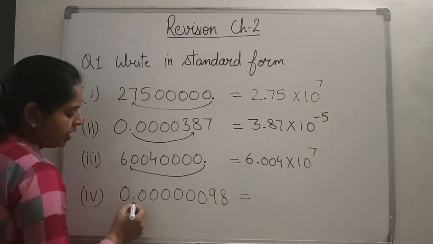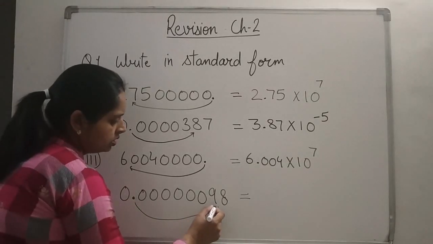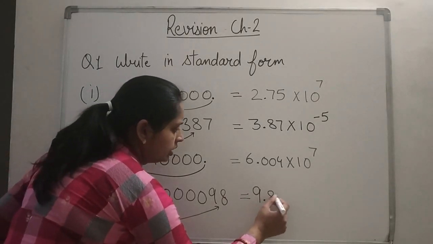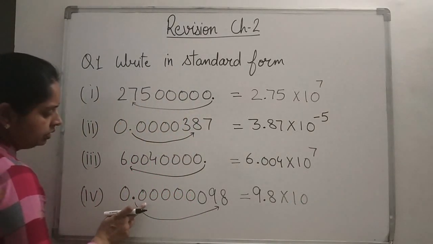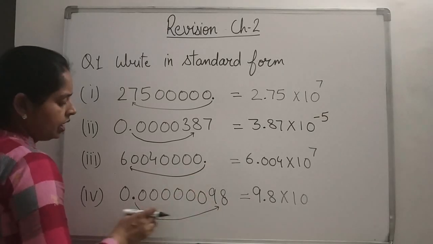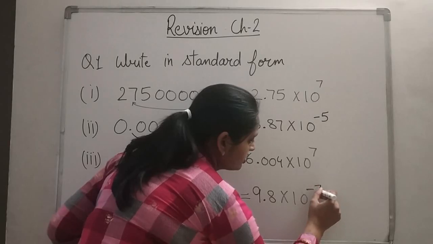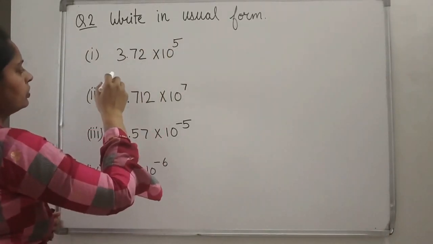0.00000098. So we have to move this decimal place from here to here. So your answer will be 9.8 into 10 to the power. Count how many movements we have done. 1, 2, 3, 4, 5, 6, 7, and the power will go with minus 7. Okay. Second question is write in usual form.